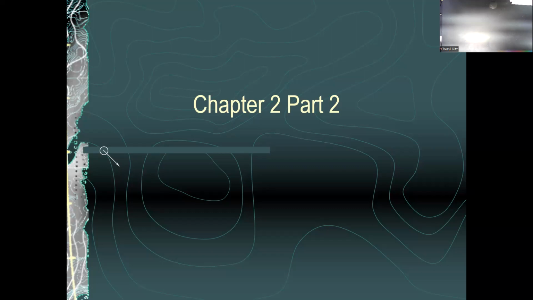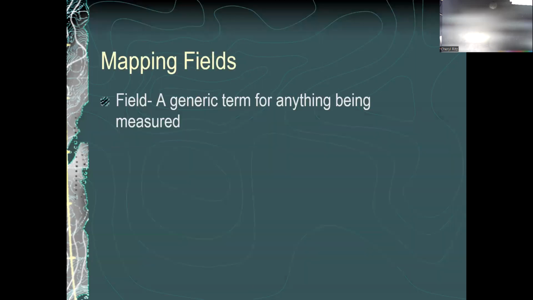So the title of page 24 is mapping fields. So we're gonna be making maps of a field. And what comes to your head when you hear field? Cornfield, baseball field, football field. That's a small field, but that's a field right there. That's not exactly what I'm talking about. So here's the official science definition of a field.